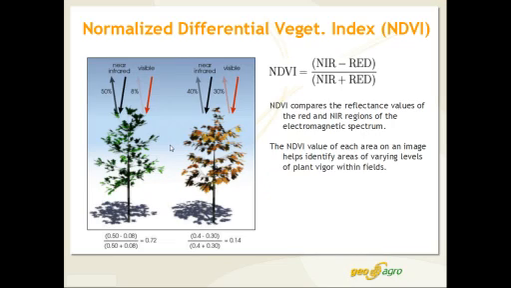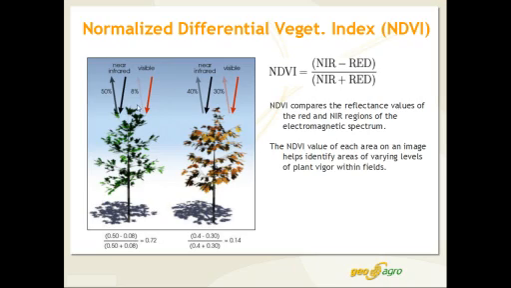This is just an overview, and we'll review all these indexes without getting too complicated, just to understand how it works and then how we read information from this. The normalized difference vegetation index is one of the most widely used indexes, and this will compare the reflectance of the red and the near infrared regions of the electromagnetic spectrum.